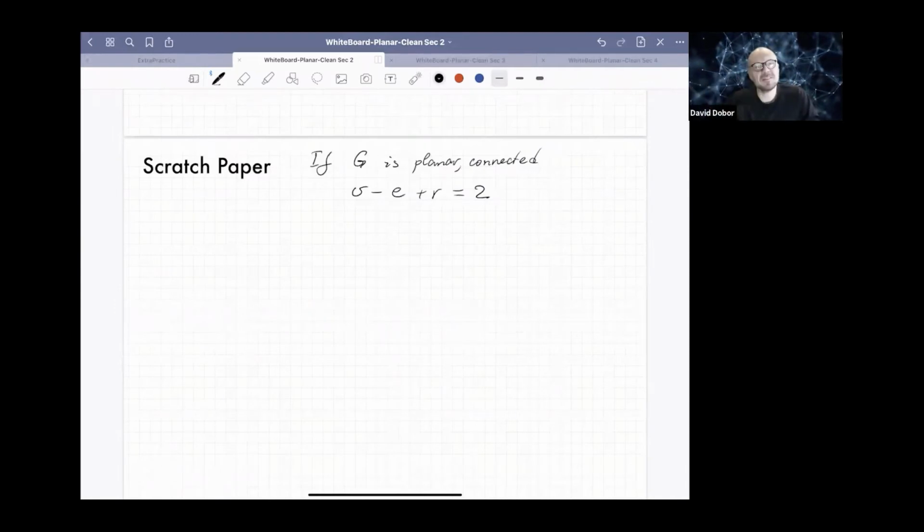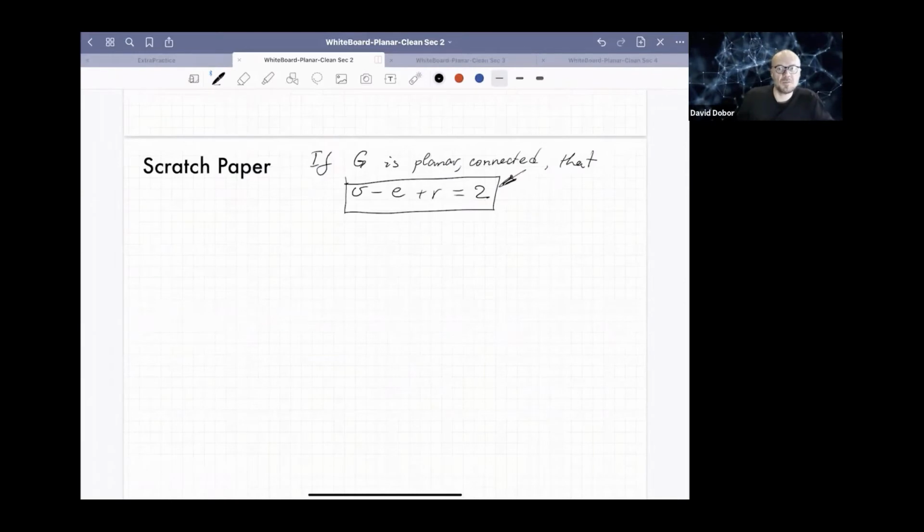Maybe I'm not able to see how to draw this graph immediately, but assuming that it's possible to draw such a graph on a plane without its edges crossing, and that graph is connected, then it must be the case that its edges and its vertices and the regions into which this graph splits the plane must be related in this way. There's no other way. Okay, so let's see why that's the case. I'm proving this with your help, so please help me out.